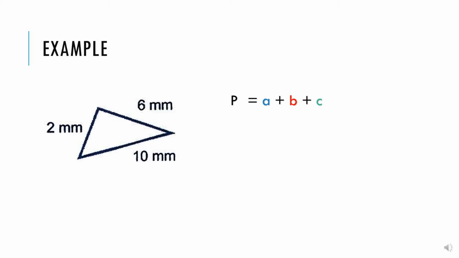So in the case of a scalene, we will have to know the values of all 3 sides, and we will add them together, substitute it into the formula. 6 plus 10 plus 2 equals 18 millimeters.